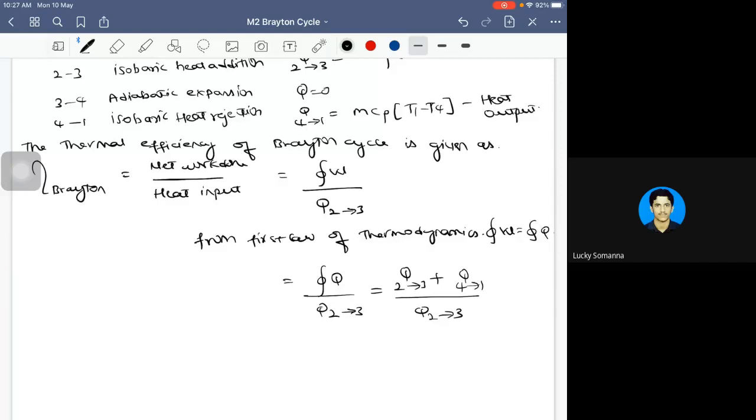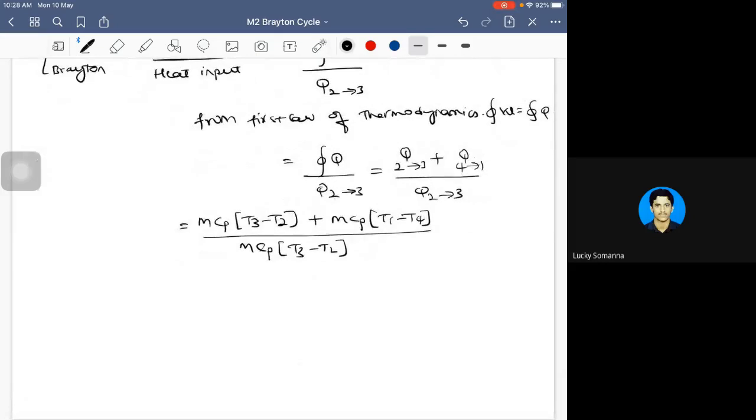Now just substitute the values of Q2 to 3 and Q4 to 1. Q2 to 3 is MCP into T3 minus T2, plus Q4 to 1 is MCP into T1 minus T4. This whole divided by, again, MCP into T3 minus T2 for Q2 to 3. Now finally, efficiency of Brayton cycle, what would we get? Anything that cancels here?